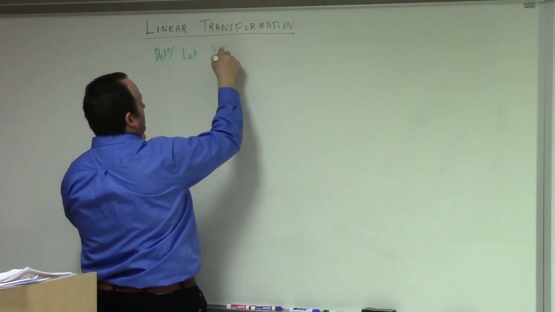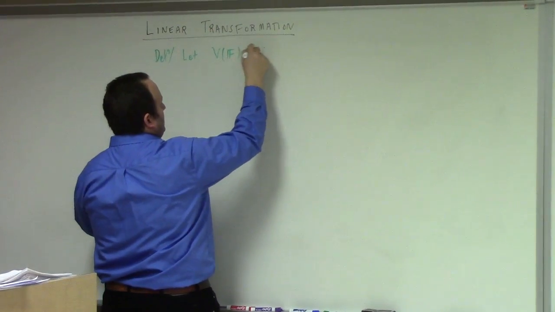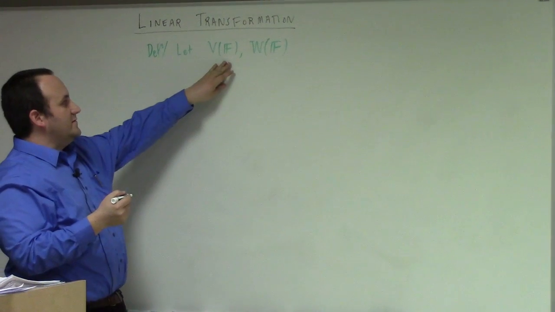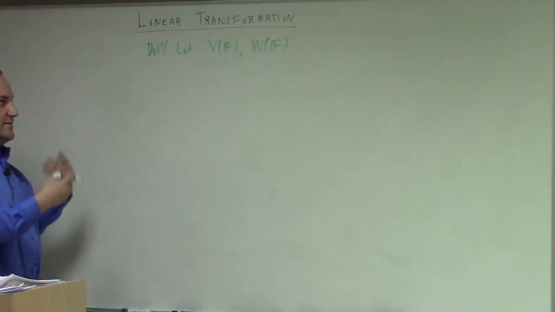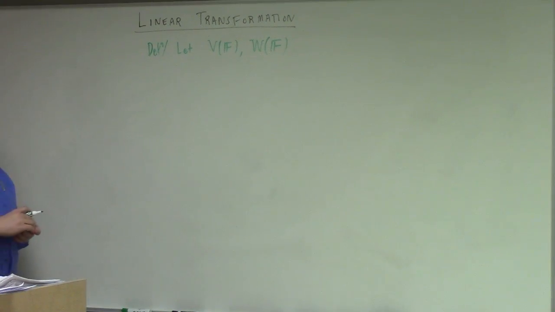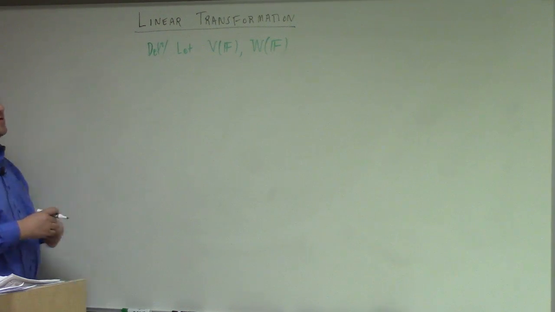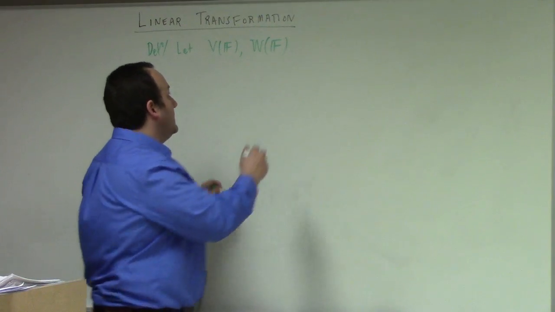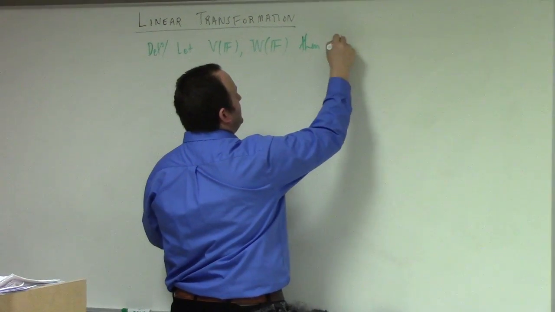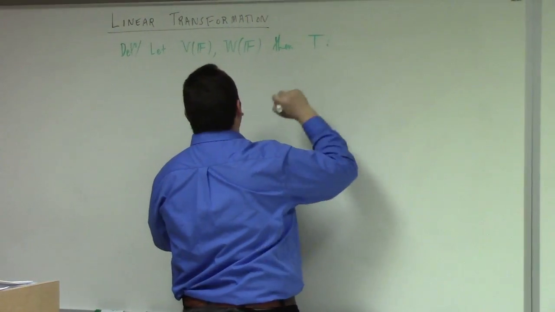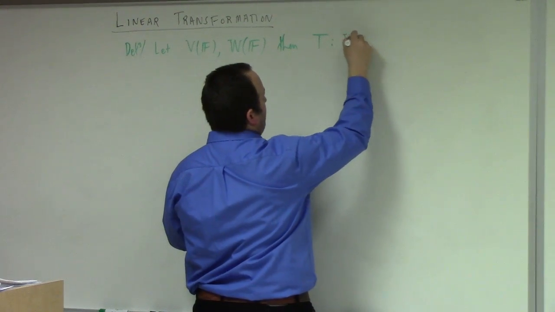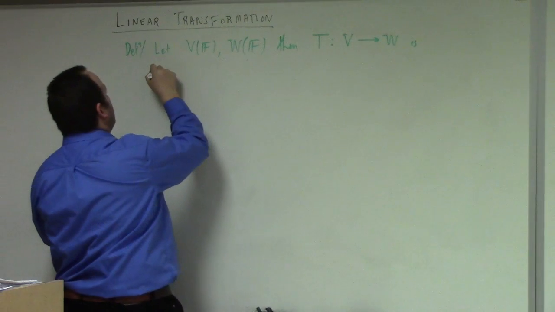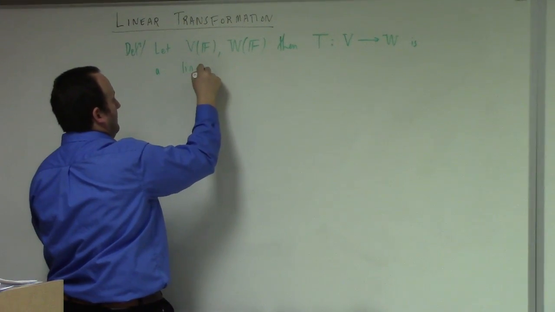Let V and W be vector spaces over a field F. So we can use this notation to quickly denote that, V over F means it's a vector space over a field F. Listen to me, vector space over a field F. W is another vector space over a field F. Then T, a function, all right, so this notation means functions, from V to W, is a linear transformation.